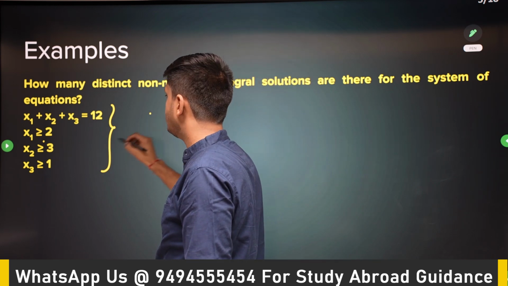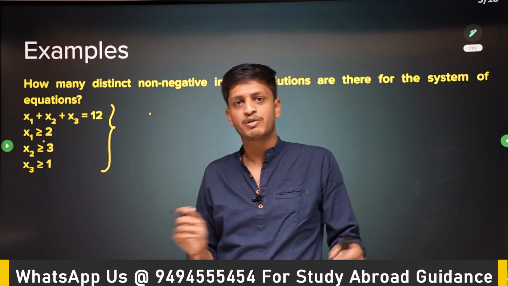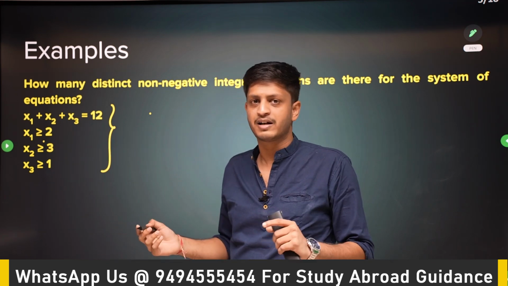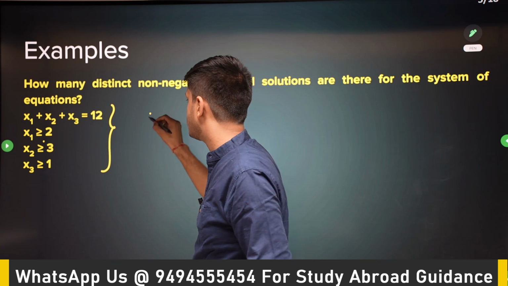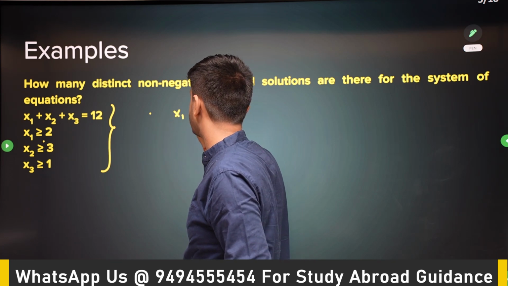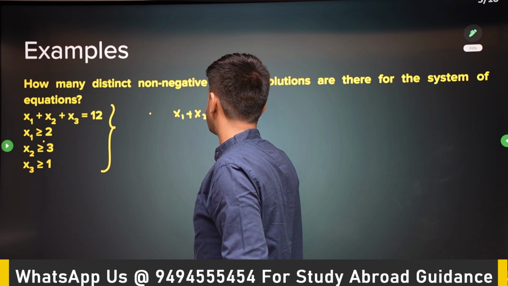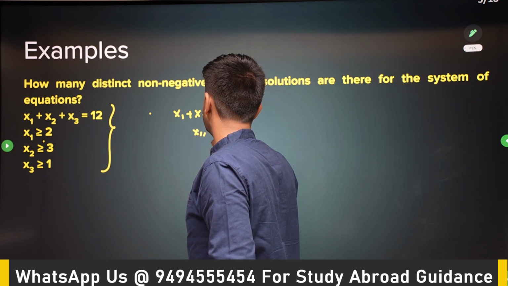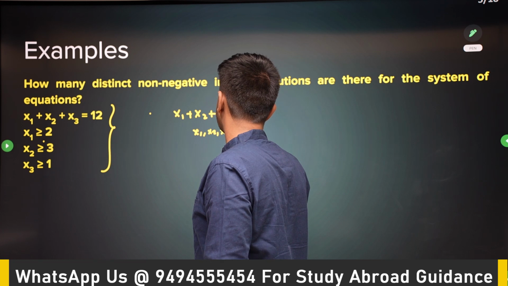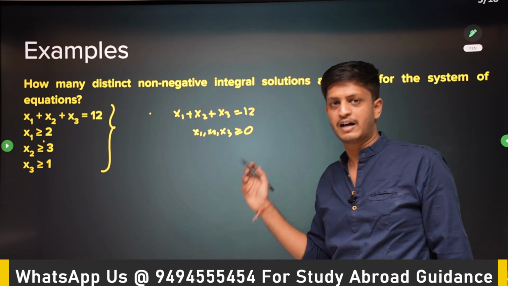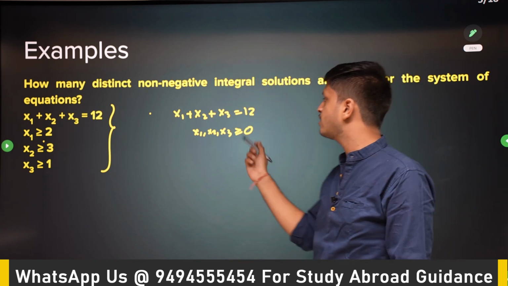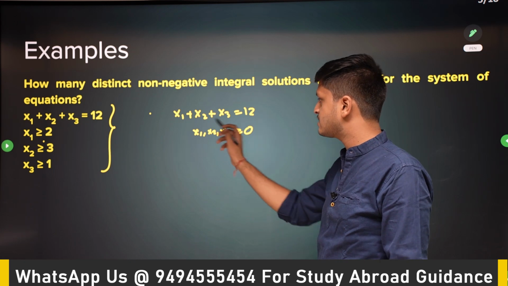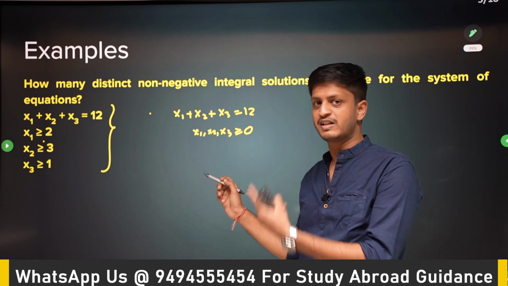If x1, x2, x3 had been greater than or equal to 0, the problem would have been simpler, right? We already know it. If the problem was x1 plus x2 plus x3 is equal to 12, with x1, x2, x3 greater than or equal to 0, we already know how to solve it. Just create 12 stars, and since we want 3 partitions, we will insert 2 sticks.